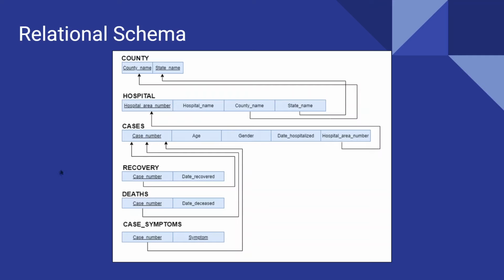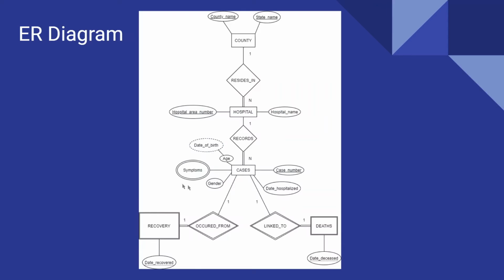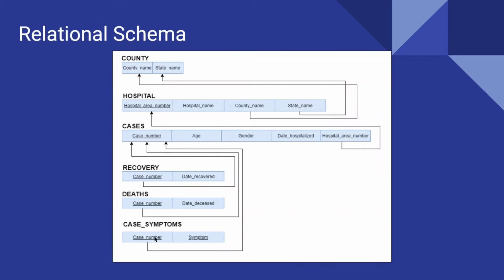And from that ER diagram earlier, we were able to come up with the relational schema for our database. As you can see, each county is identified by these attributes. The hospital is identified by this attribute, and it has a foreign key for the county that hospital is in. Each case is also identified by a case number, and they have a foreign key for the hospital they belong to. And there are some additional relations to describe recoveries and the case they correspond to, the deaths and the case they correspond to, and one more relation to handle this multivalued attribute here, essentially the symptoms for each of the cases.